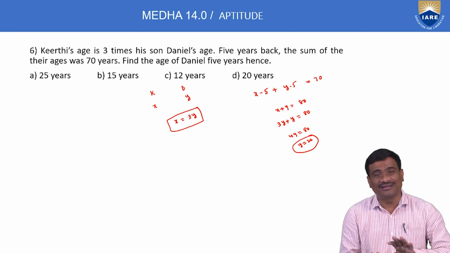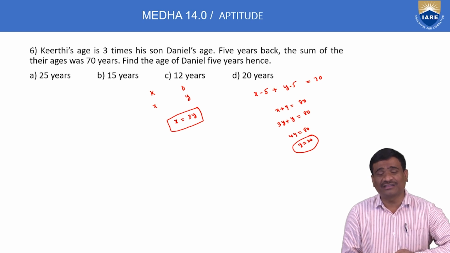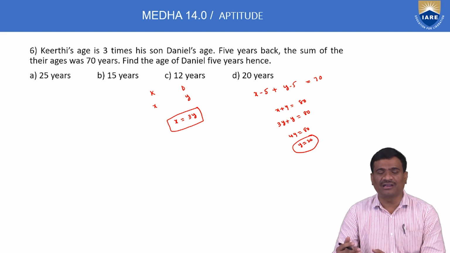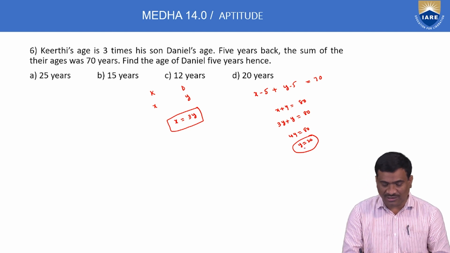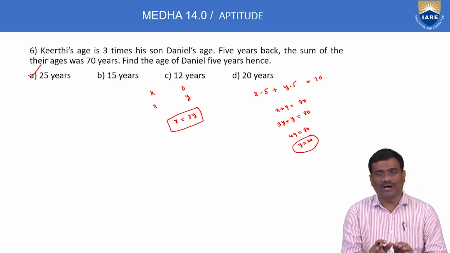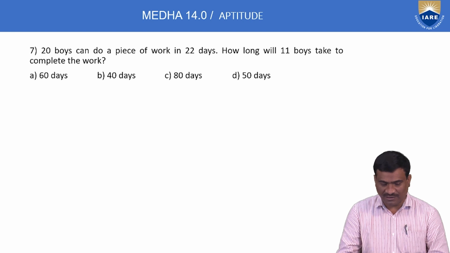Y indicates Daniel present age. X indicates Kirti present age. We want Daniel's age after 5 years. Present 20, after 5 years 20 plus 5, 25. Option A only correct.